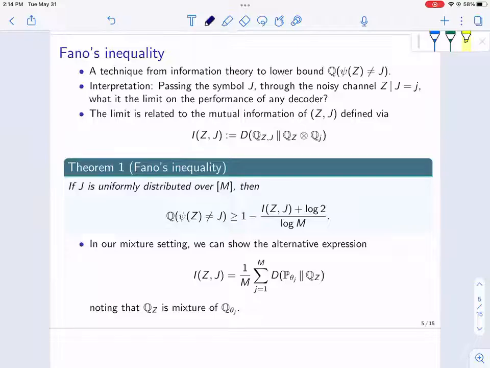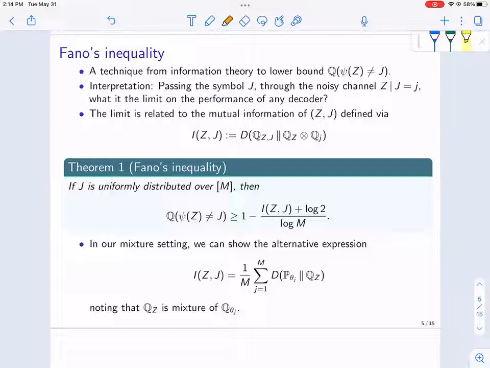So there's this Fano's inequality that says that if you look at this Bayesian hypothesis testing problem, there is this lower bound. There's this lower bound in terms of the mutual information of Z and J, and this log of the number of hypotheses over which you're trying to control the error.